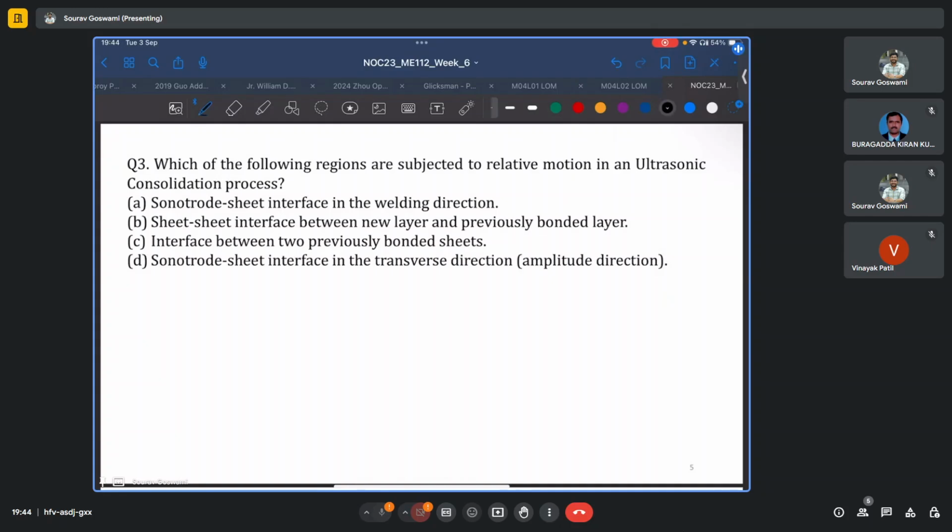Let's just draw a quick schematic and this will help us. So maybe this is the anvil. These are the pre-deposited sheets of material. This is the sheet of material which I am currently depositing. And here is my sonotrode. That's a very bad drawing.